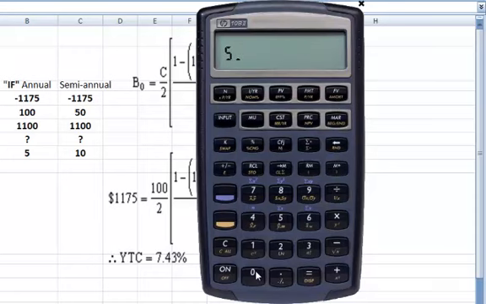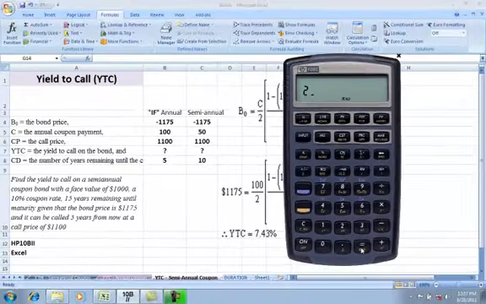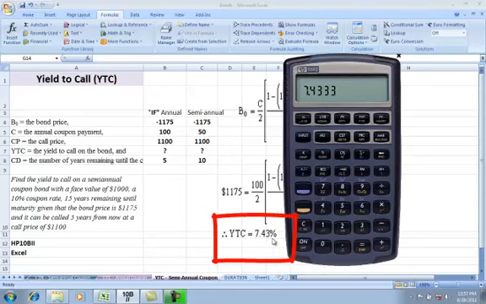The payment is 10% of 1,000, which in this case would be 100, but we're getting half the payment. And the bond currently sells for $1,175, negative present value. And if I depress this button, I get 3.71, which must be multiplied by 2 to get, there's the 7.43.